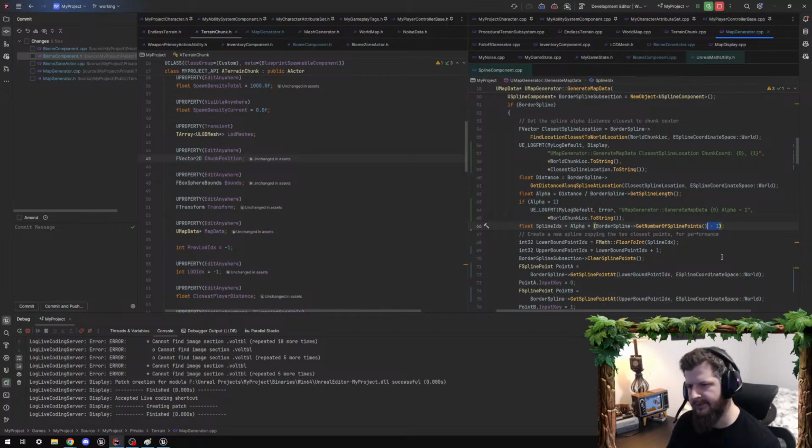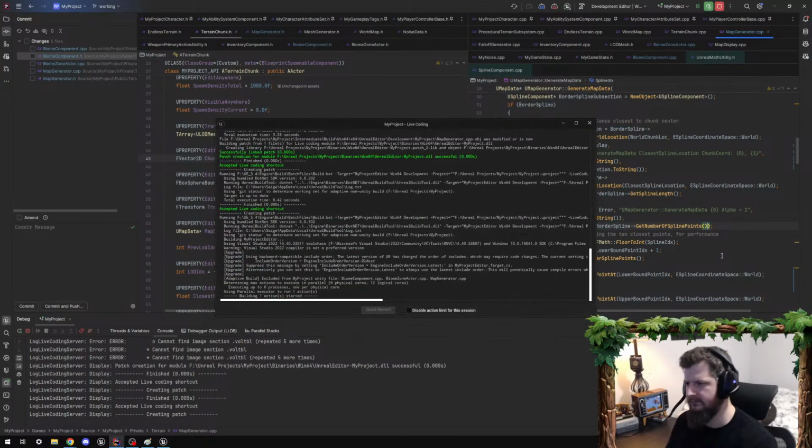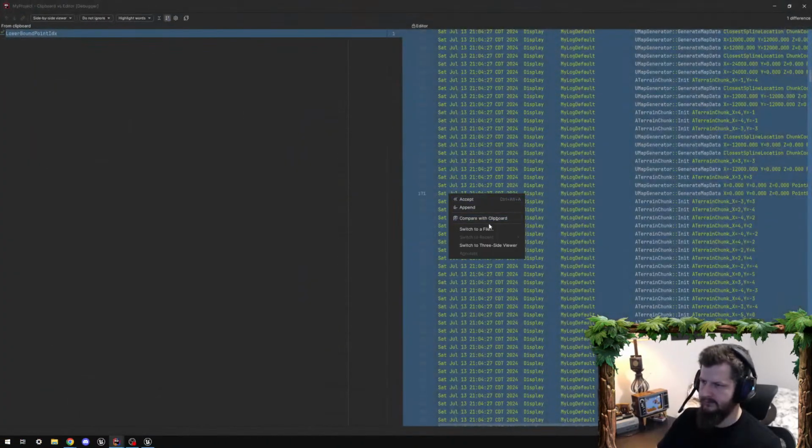Get number of spline points minus 1. Do I not do the minus 1? Does that get any better? Whoa.